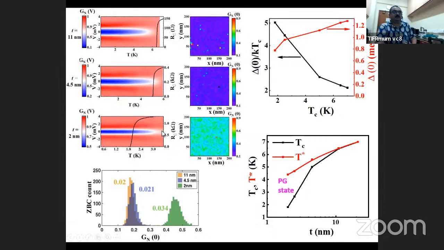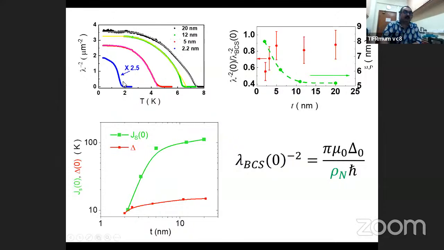And whenever you have this pseudo gap that has appeared, you can go back and look at the penetration depth, how it looks. So you see this penetration depth, this is for the sample which has the pseudo gap. You can see that the 1 by lambda square, the superfluid density, is flat, then it varies linearly with temperature, and then close to Tc it crashes very rapidly. And again here you can see that for the sample where you see this pseudo gap, the J has become of the order of delta.